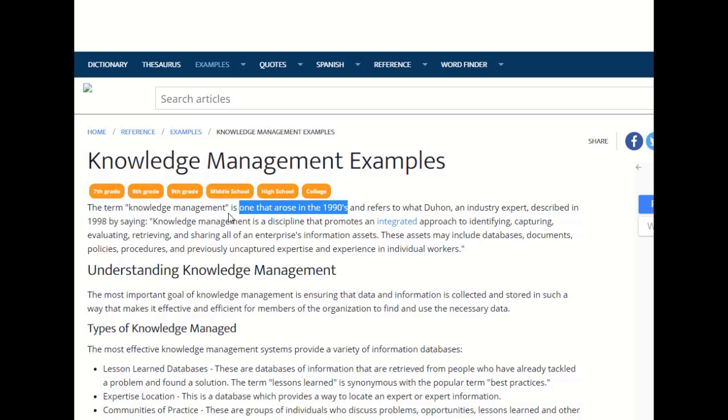The term knowledge management came in the 1990s and refers to what the author of the model, Dohon, an industry expert, described in 1998 by saying knowledge management is a discipline that promotes an integrated approach to identifying, capturing, evaluating, retrieving, and sharing all of an enterprise's information assets. So again, what are these assets? They may include databases, documents, policies, procedures, and previously uncaptured expertise and experience in individual workers.